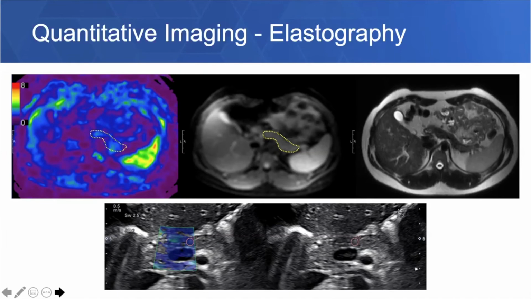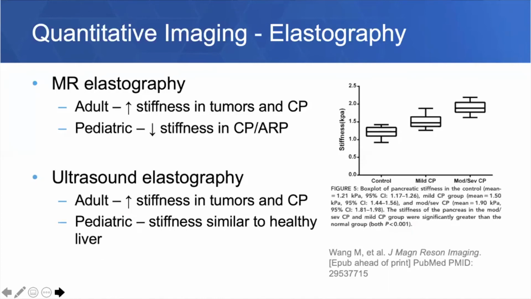So we can do this with MR, we can do this with ultrasound, and so there's promise there in terms of non-invasively detecting the fibrotic changes that develop in the context of chronic pancreatitis. There are data out there that have shown that we can separate degrees of severity of pancreatitis on the basis of stiffness measures by elastography. So those data do exist.